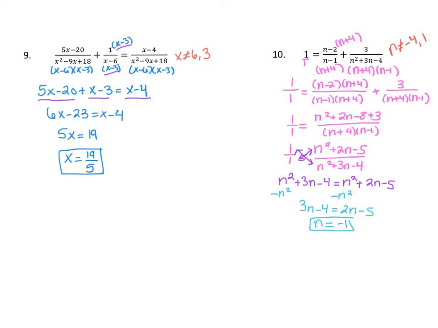Then I could solve, and I got that n was equal to negative 1. But then remember to check for your excluded values. My excluded values in this case would have been negative 4 and 1, as I wrote up here at the top. So since my solution was negative 1, this solution works and is not an excluded value.